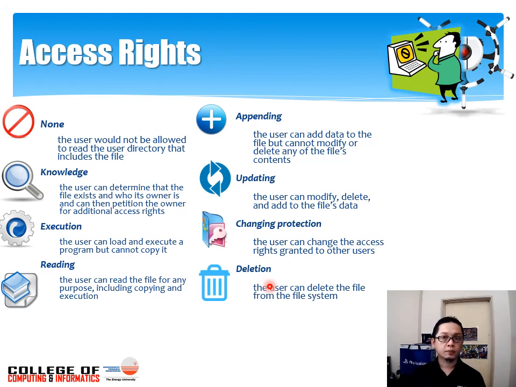The purpose of having the access right is to protect the file from being misused, and the management of these files is usually given to the user as the owner of the file. So the owner will decide what can be done to the file and who they can share the access to the file with.